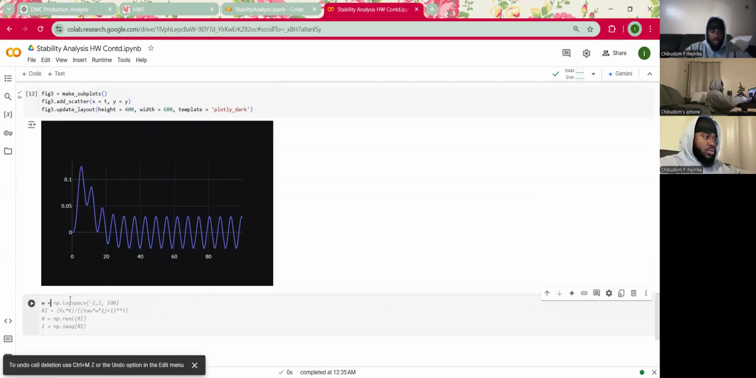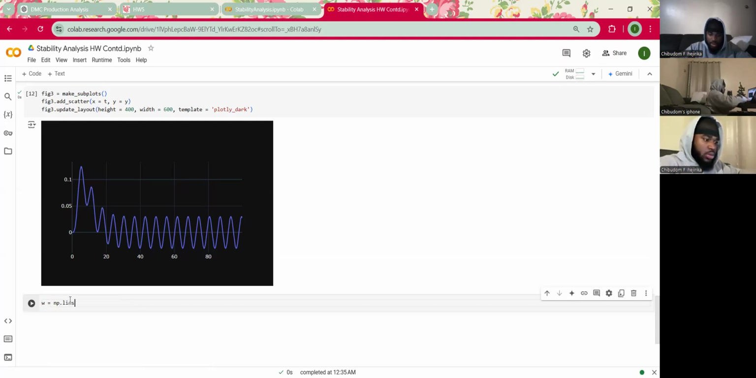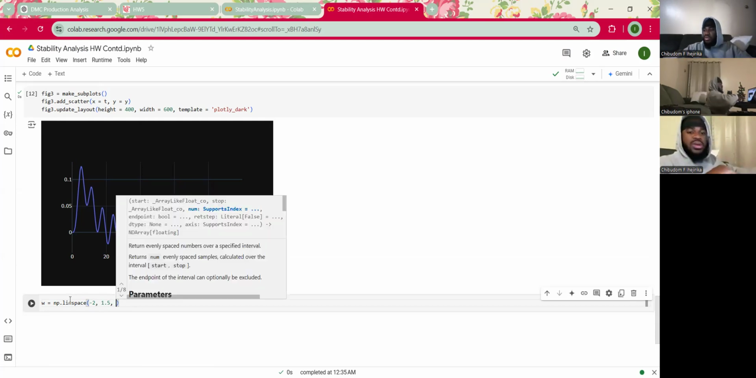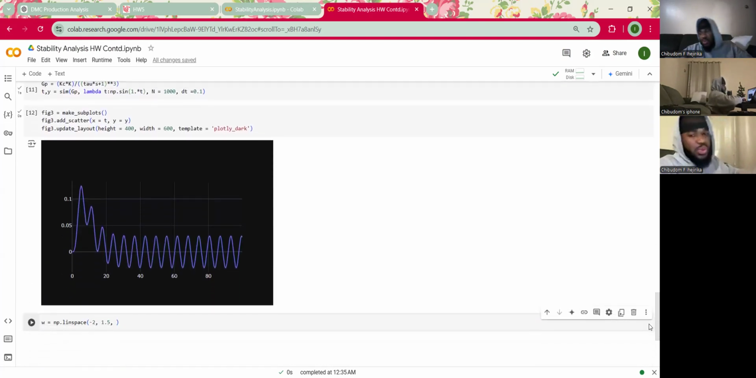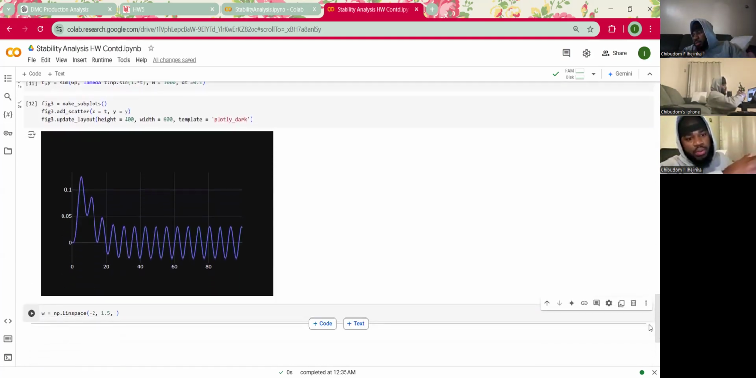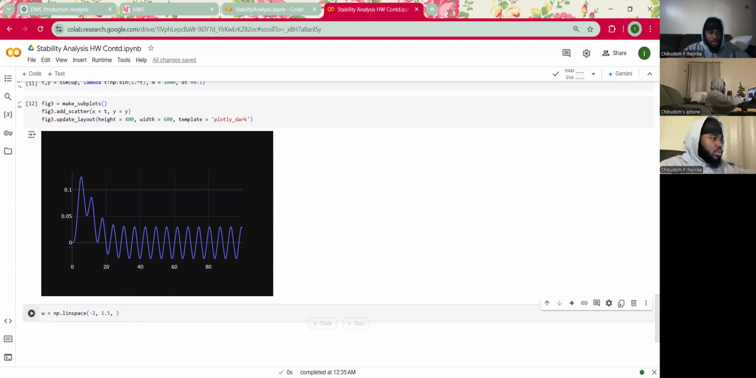So we know W, P dot length space minus 2. We choose 1.5 this time because last time we went with 2. So this time we're going to go with about 1.5. So we'll pick length space 1,000.